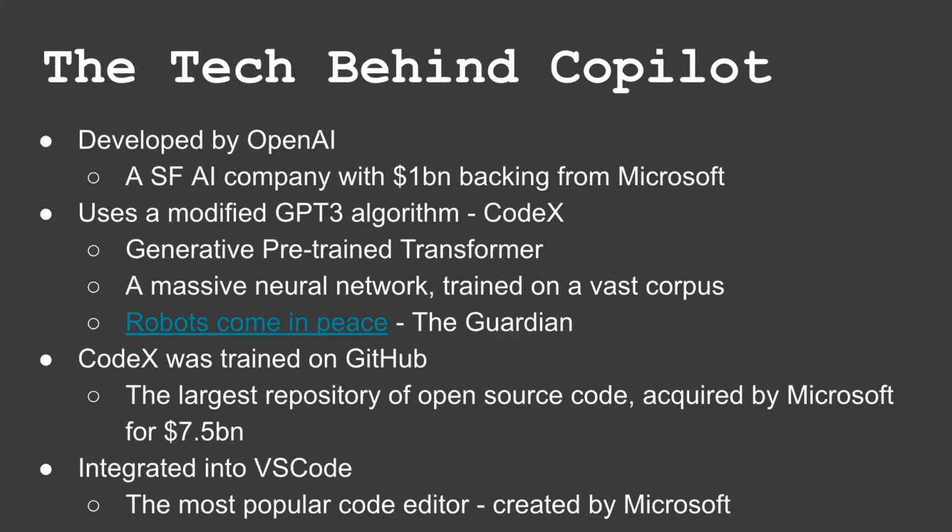And what they did was they trained it on the entirety of the code that sits within GitHub. Interestingly, GitHub is the largest repository of open source code, which was acquired by Microsoft for 7.5 billion. The end result is integrated into Visual Studio Code, which is now the most popular code editor, which is created by Microsoft. So you can see that this solution has been built as a result of some fairly sizable investments and acquisitions from Microsoft to make something like Copilot work. They've had to combine quite a lot of significant companies and so on.